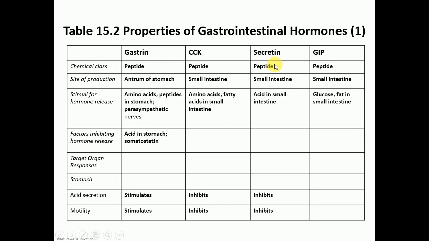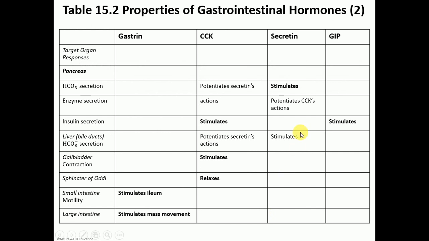Secretin is a second peptide hormone that comes out of the small intestine, but this is stimulated by the acid that is coming out of the stomach. So by negative feedback, it's going to inhibit acid secretion, and it's also going to inhibit gastric motility. Okay. And it will stimulate bicarb secretion by the pancreas. Okay.